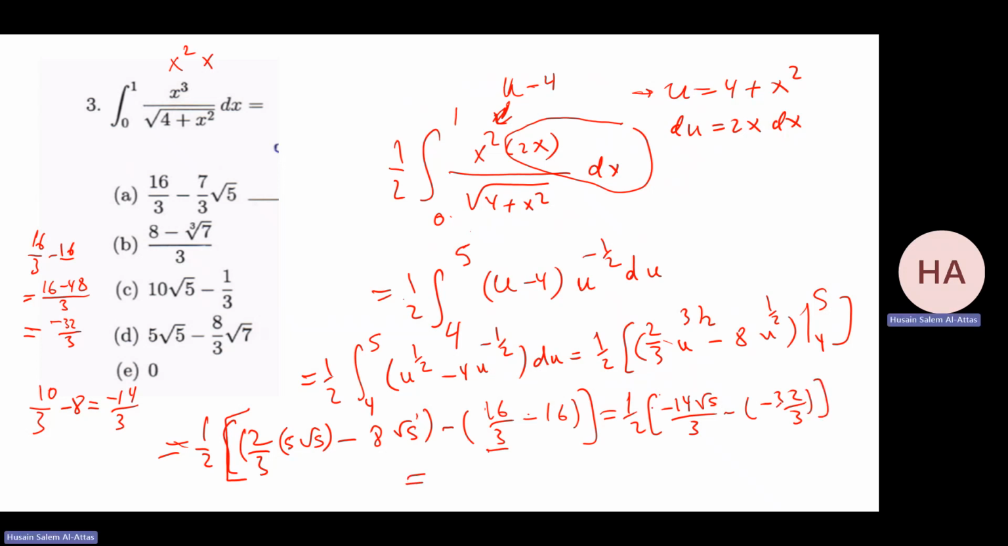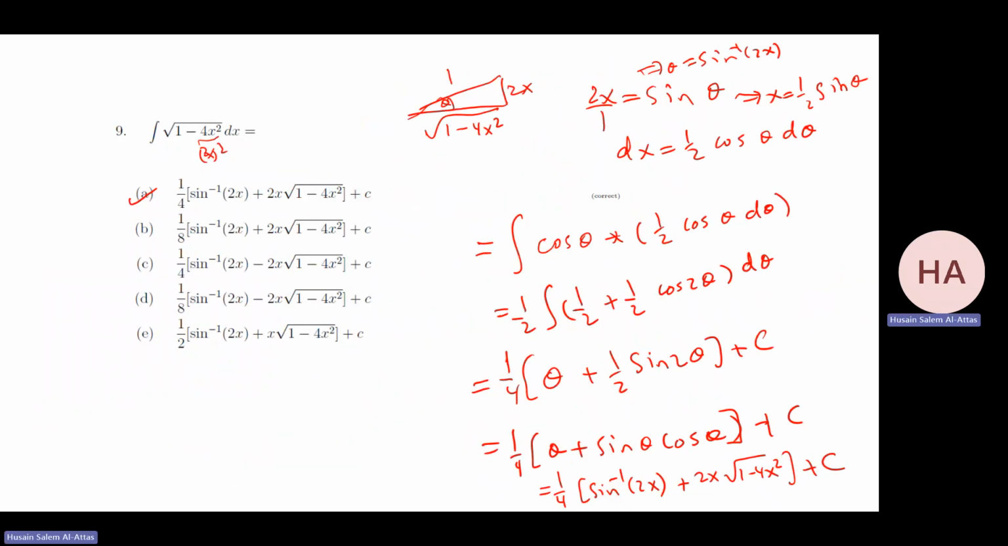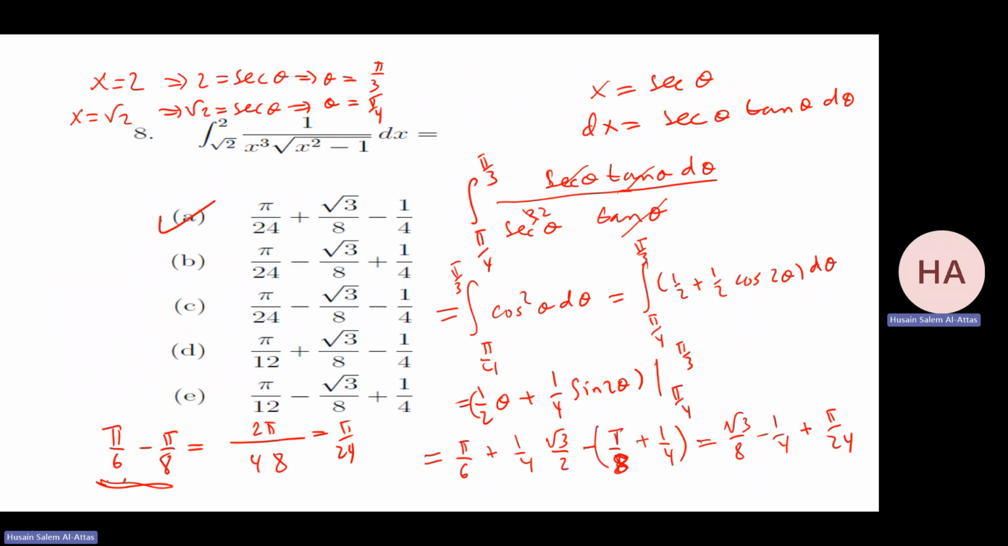That gives me what? This is minus 7 square root of 5 over 3, and this one is plus 16 over 3. Which is this one? There's no need for trig substitution. This one is trig substitution. I think we did it before. Yeah, the one with this.